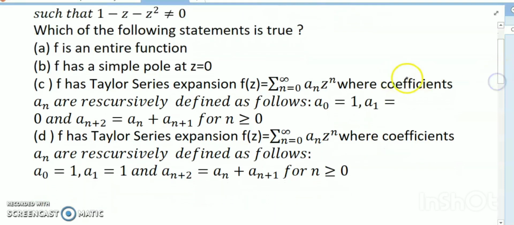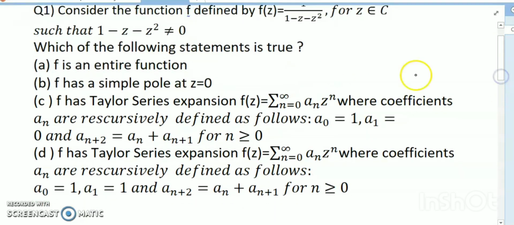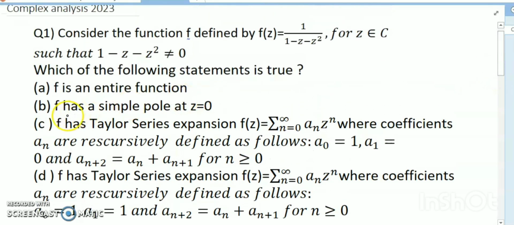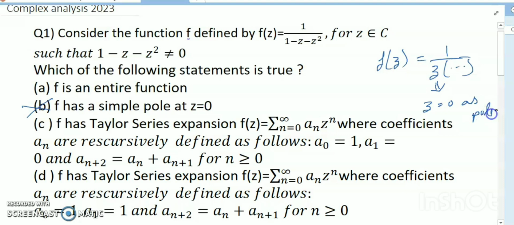So first, the statement that f has a simple pole at z = 0. This is wrong, because friends, if f(z) = 1/z and something, okay, in this case z = 0 has a pole. Okay, so z = 0 as a simple pole, this is not correct.